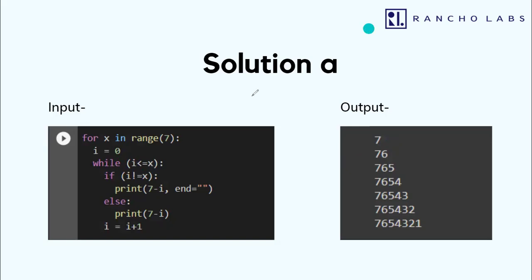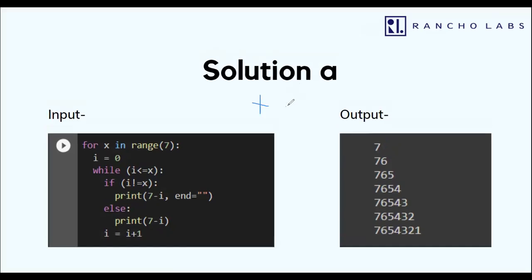Yeah, these are the values of x and I. For x equals to 0, the possible value of I is 0, so 7 is printed. When x equals to 1, the possible values of I are 0 and 1. When x equals to 2, the possible values are 0, 1, 2, in that way. So in each line, what are we printing?